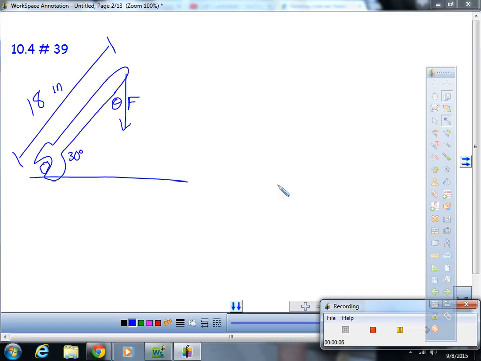It reads, a force of 60 pounds acts on the pipe wrench in the figure as shown. Sounds simple enough. Part A says, find the magnitude of the moment about O. This is O here, and that's A. We're going to need that. Find the magnitude of the moment about O by evaluating the magnitude of the cross product, just like we know. Use a graphing utility to graph the result as a function of theta.